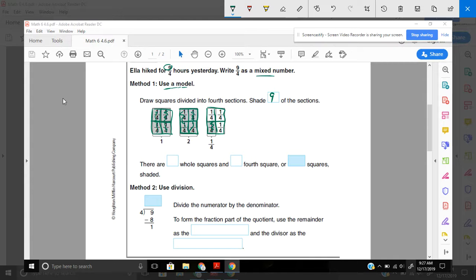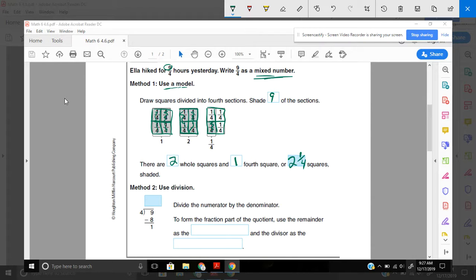Then it wants us to write it as a mixed number. Well, how many whole squares do we have? This whole square is shaded, and this whole square is shaded. So there are 2 whole squares that are shaded, and 1/4 square in the last square. There's just 1 out of the 4 shaded. So in other words, I have 2 wholes and 1/4 shaded. All right, that's what it looks like in a model.